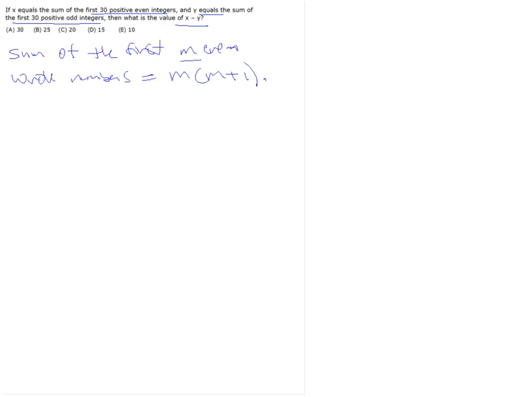Okay, so look, if x is the sum of the first 30 positive even integers, well, this is very simply going to be equal to 30 times 31, which is equal to 930, and that's, of course, the value of x.